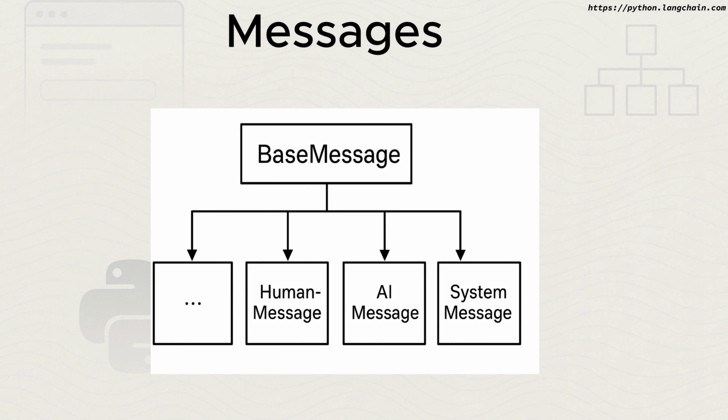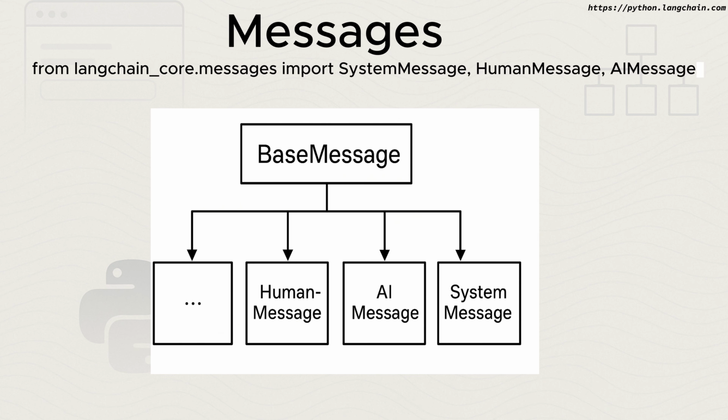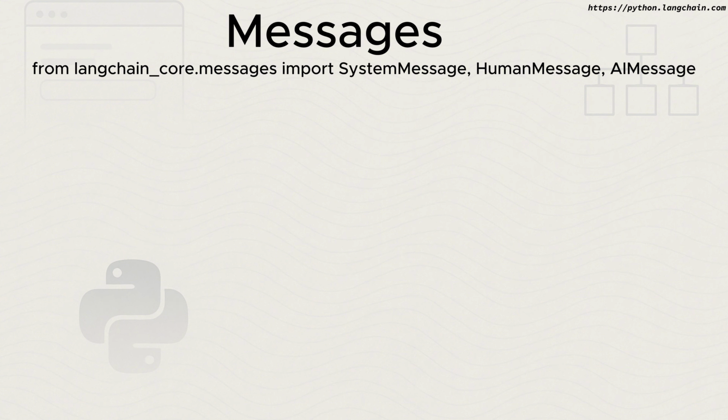Within messages, there is a base message, which is the superclass, and there are multiple types of messages that inherit from it. This includes human message, AI message, and system message. There are other types of messages for tools and functions, which are out of scope for this video.